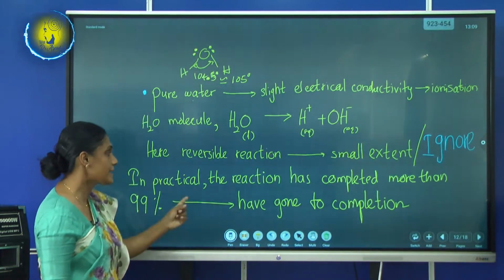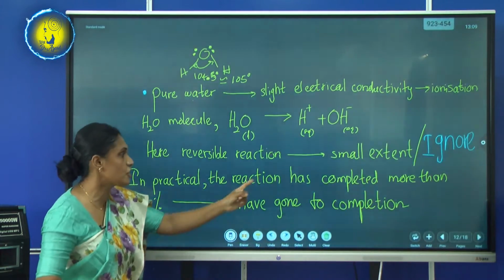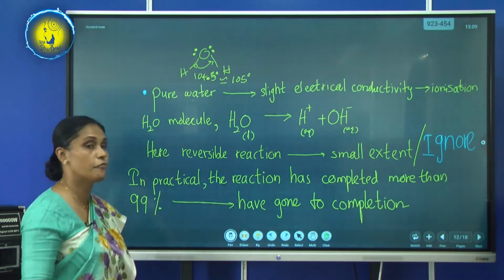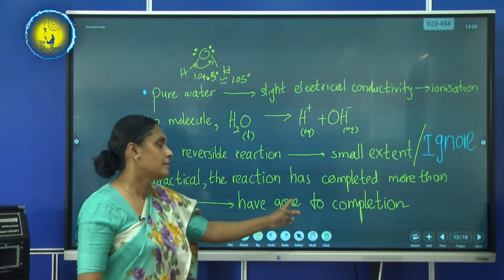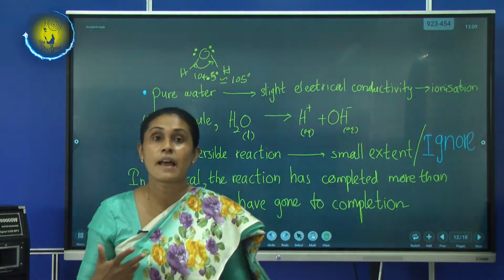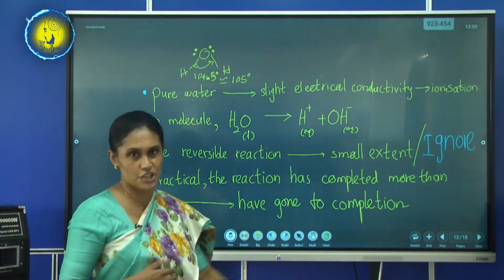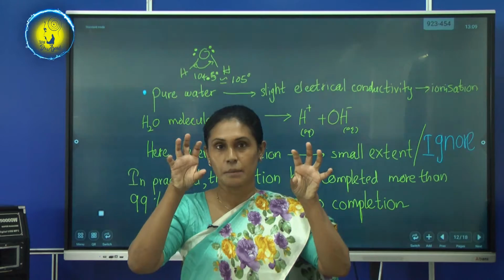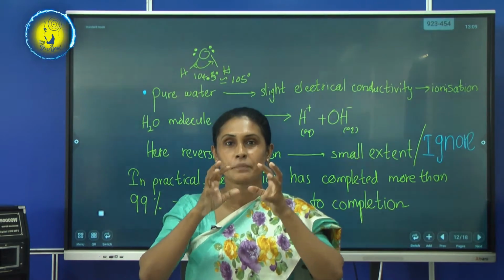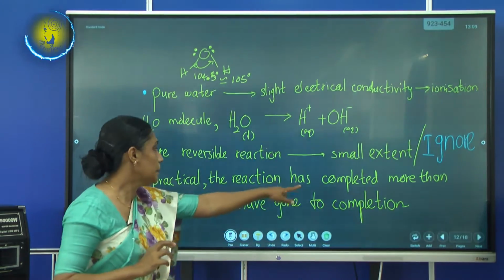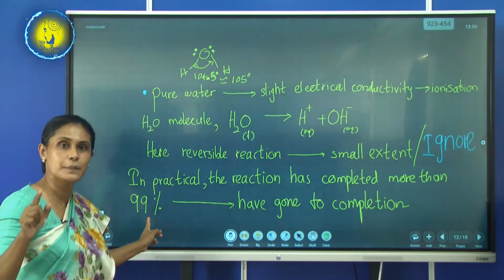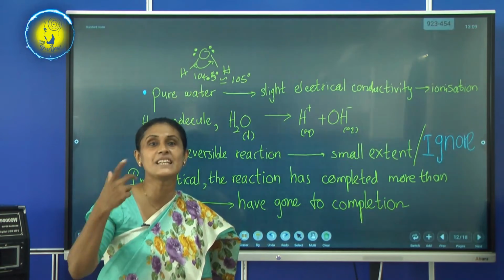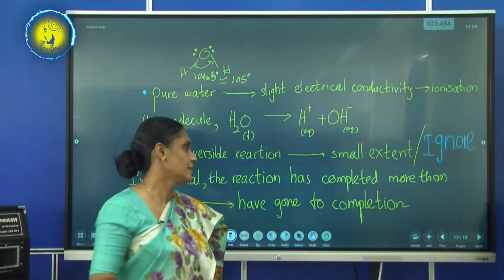Okay, then in practice, if a reaction has completed more than 99%, what do you call? The chemical equation has gone to completion. If you react A with B, what will happen? If it completed more than 99%, you call it the equation has gone to its completion. Right? Okay.